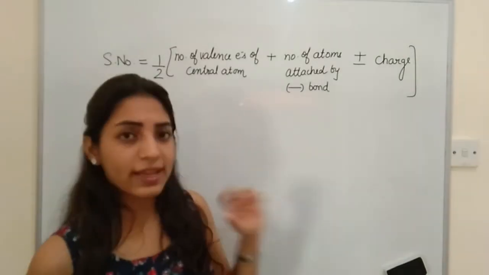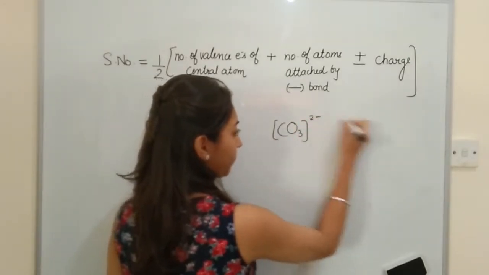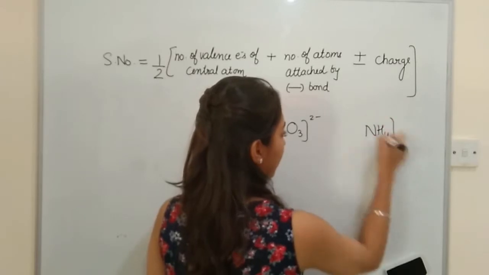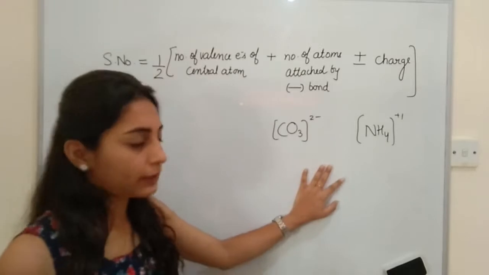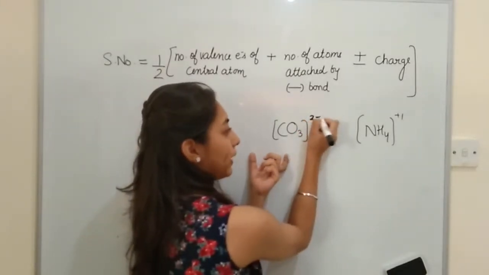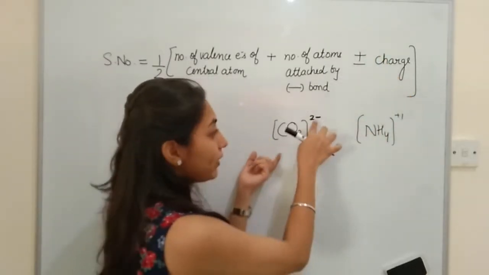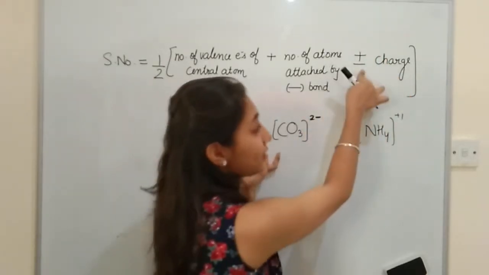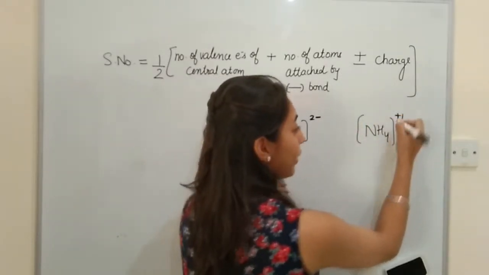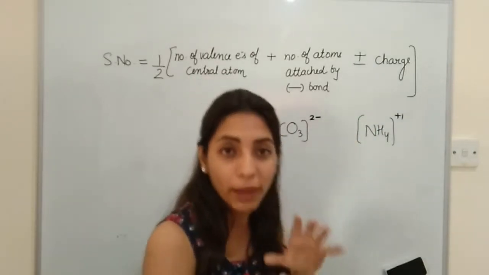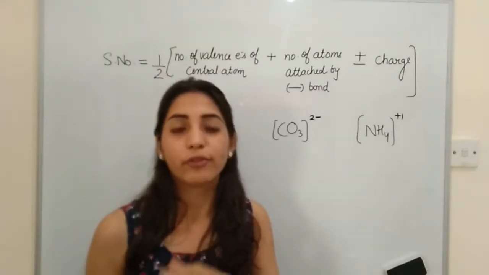There are 2-3 things that you have to remember. Suppose there is a molecule CO3 2 minus and there is a molecule NH4 plus. So you have to find out the shape of these 2 molecules, let's say. Now here the charge is 2 minus, right? If I'm saying plus minus charge, then when this 2 minus is there and you write this in the formula, you will do it as plus 2. And here if plus 1 is there, when you mention this in the formula, you will be doing minus 1. So plus becomes minus, minus becomes plus. This is rule number 1 you have to remember.